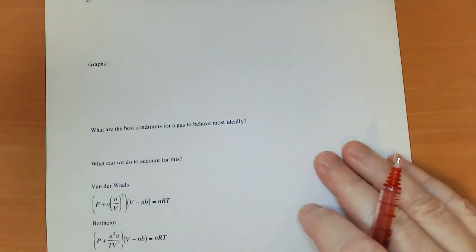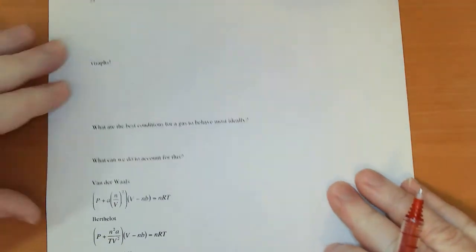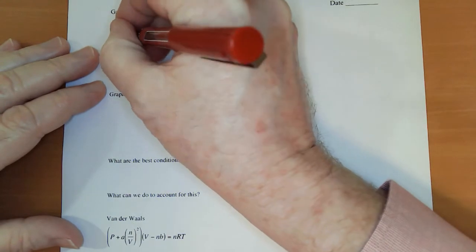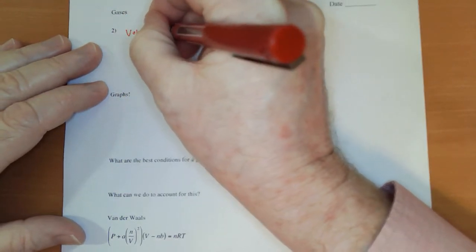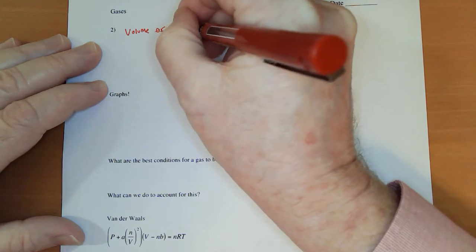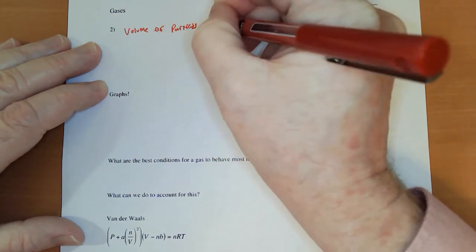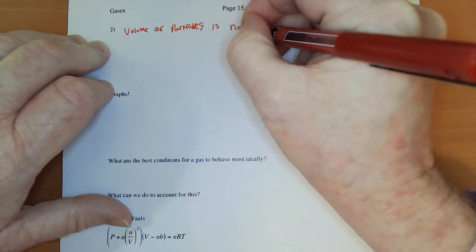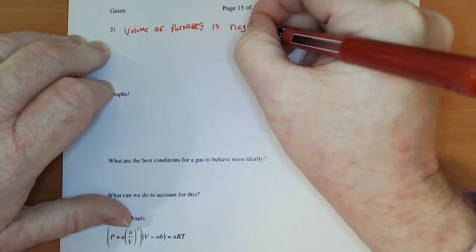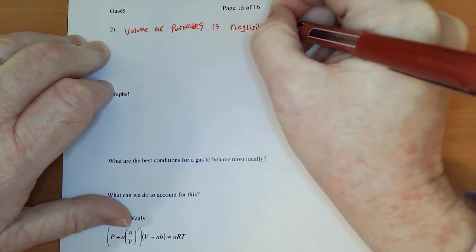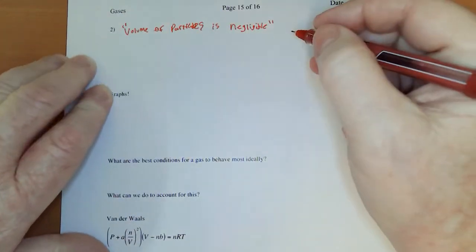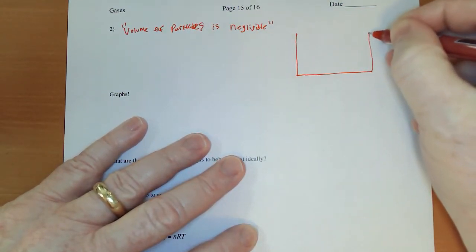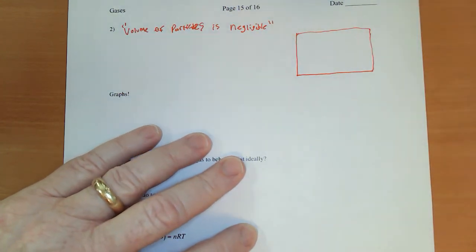Okay? And let's talk a little bit about the other postulate that was wrong, and that was that the volume of particles is negligible. And that is not true, because they take up space. Now, luckily, we know how much space they take up. And that'll make it just a little bit easier for us to deal with this.